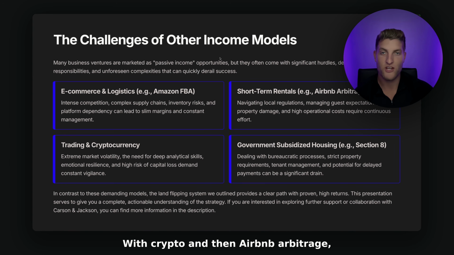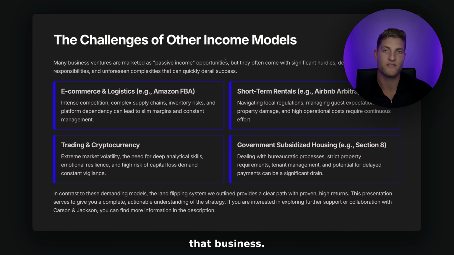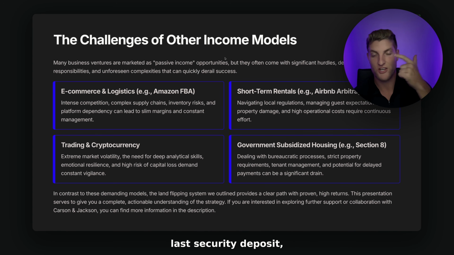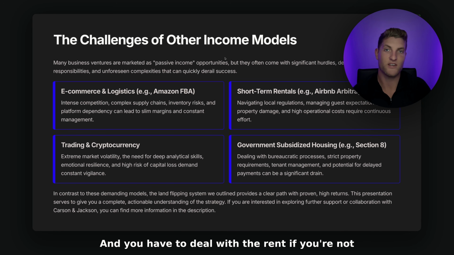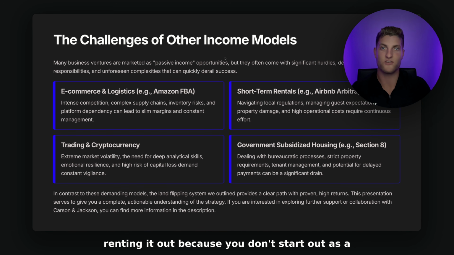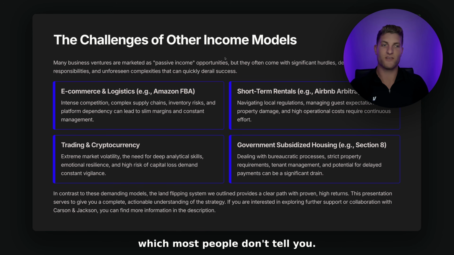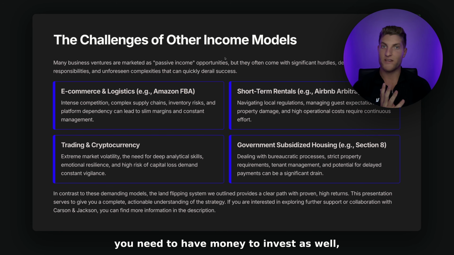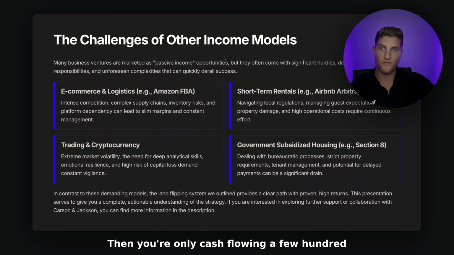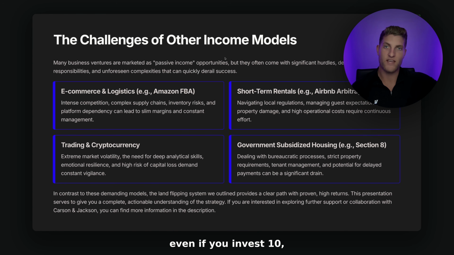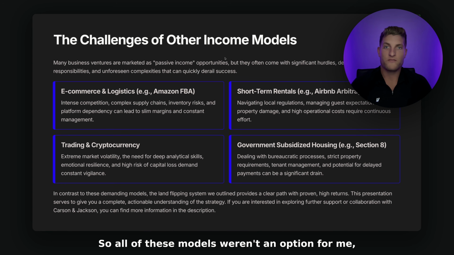And then Airbnb arbitrage, you still need to have a lot of money to get into that business. You need to pay first, last, security deposit. You need to pay for the furniture. You need to pay for an interior designer, and you have to deal with the rent if you're not renting it out, because you don't start out as a super host, which most people don't tell you. And then with Section 8, you need to have money to invest as well, because you need to actually purchase those properties. Then you're only cash flowing a few $100s a month, even if you invest $10,000, $20,000, $30,000. So all of these models weren't an option for me.